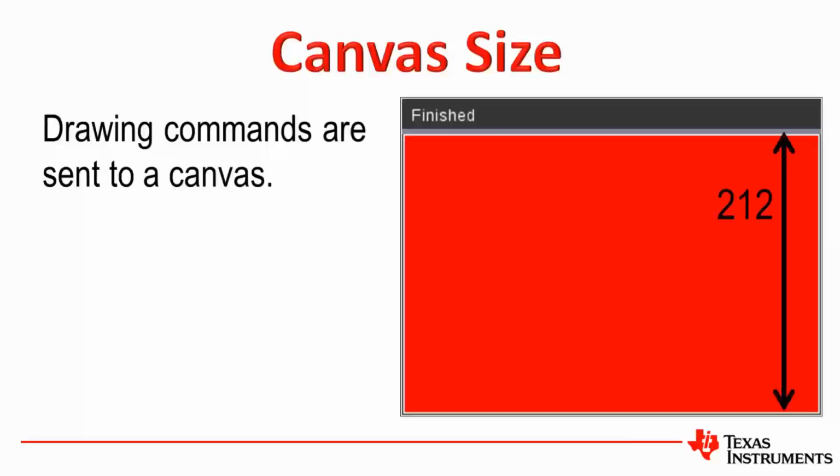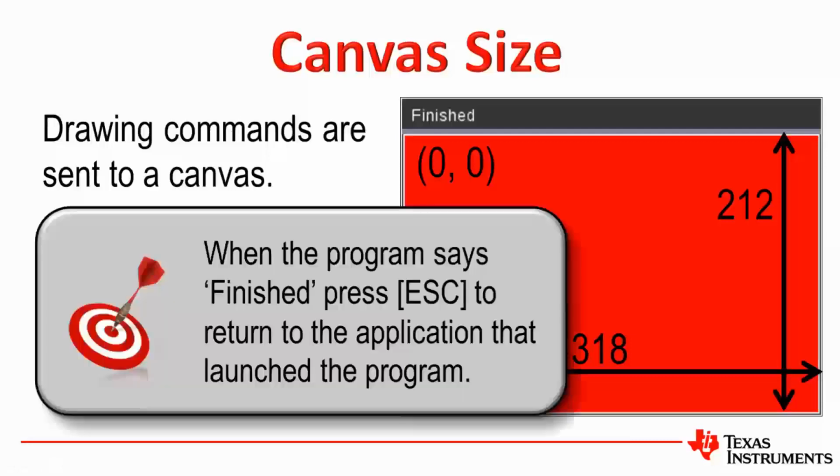We're probably interested in the size of the canvas, so it's to do with the pixels on the screen, and also to note that 0, 0 is orientated in the top left-hand corner, and positive X moving off to the right and positive Y moving downwards. 318 units we can have to the right and 212 units to the bottom, which will make a little bit of sense shortly. And the other thing we need to note is when the program says finished, as it says on the screen at the moment, you just press escape to return back to whatever application you launched the program from.